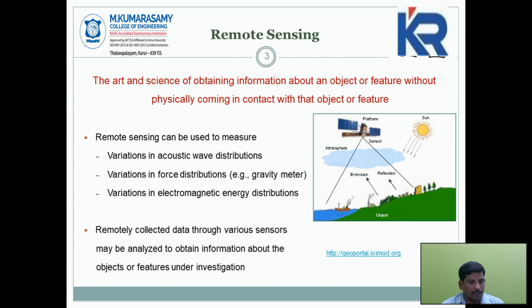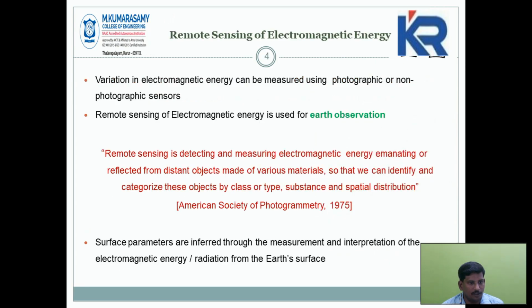Remotely collected data through the various sensors may be analyzed to obtain information about the objects or features under investigation. Remote sensing is detecting and measuring the electromagnetic energy reflected or emitted from distant objects made of various materials, so that we can identify and categorize the objects by class, type, substance and spatial distribution.